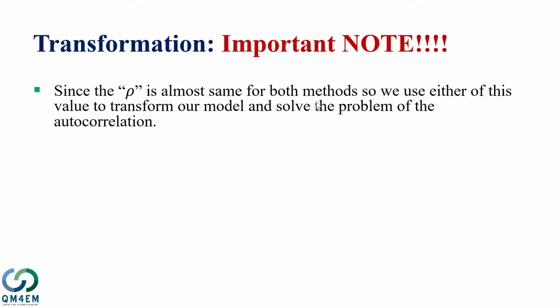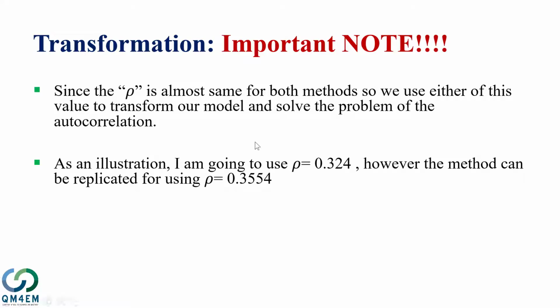The transformation for the Durbin-Watson d statistic and the transformation for the rho value obtained from the residual lag value is the same. So we don't need to do it twice. I will just do it for one, where rho is equal to 0.324. However, we can replicate the same method using 0.3554. It doesn't matter whether we use one rho value or another, the procedure is the same. I just want to show you how this procedure works.